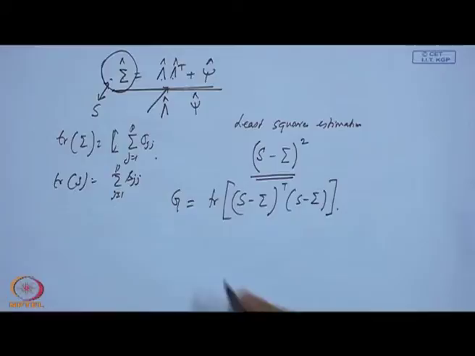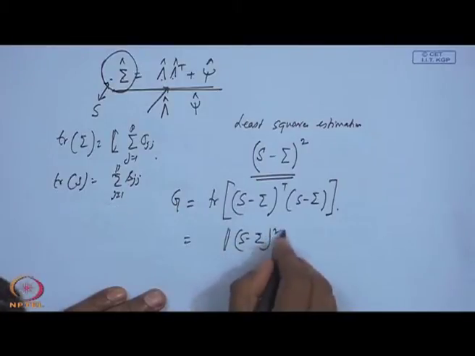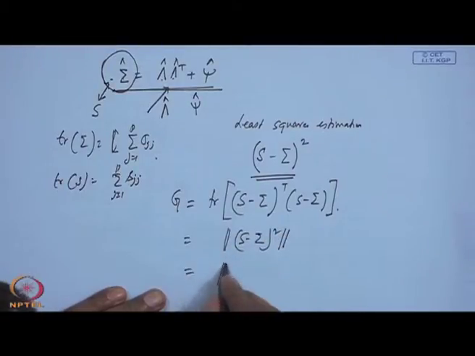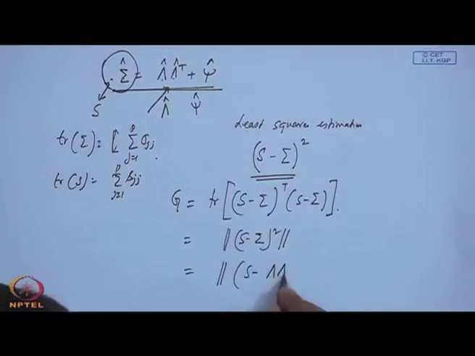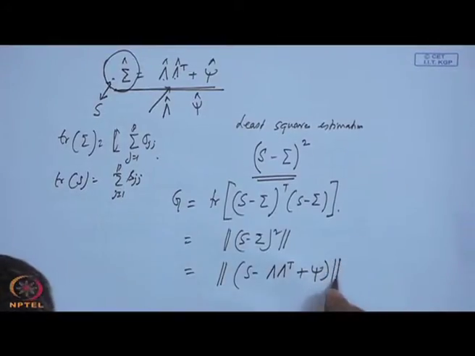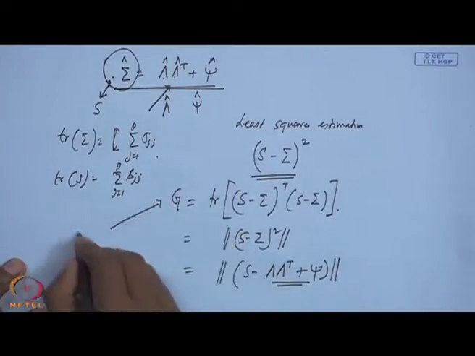Okay. So, essentially this leads to that norm, the second norm. Instead of S, if we write lambda transpose plus epsilon plus psi, this is what is sigma. Okay. So, we want to minimize this function.